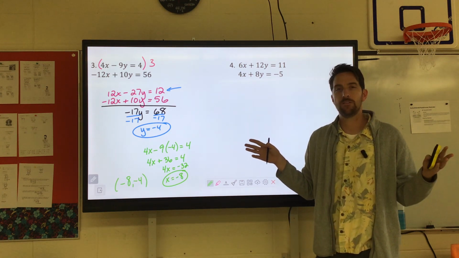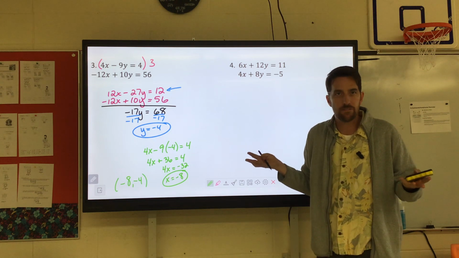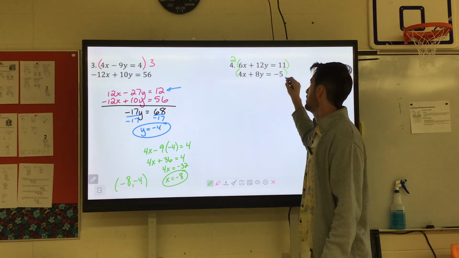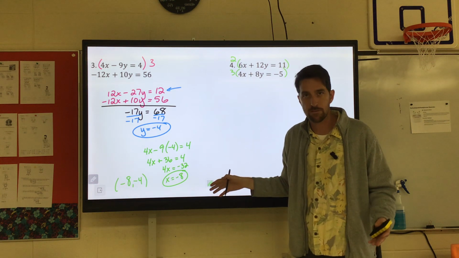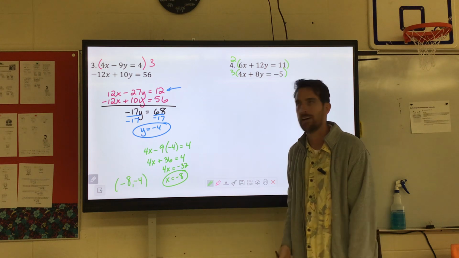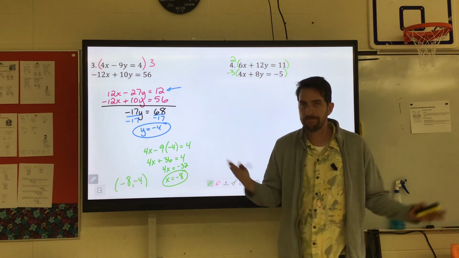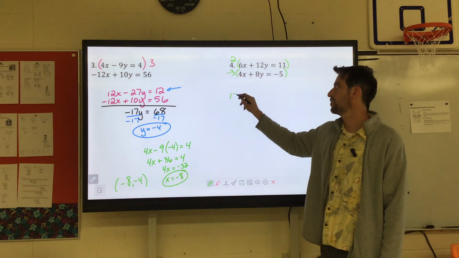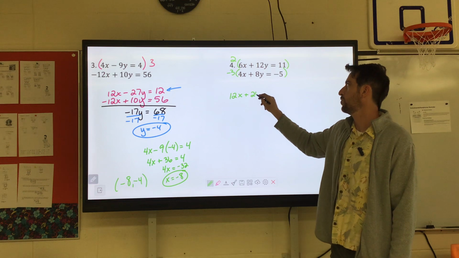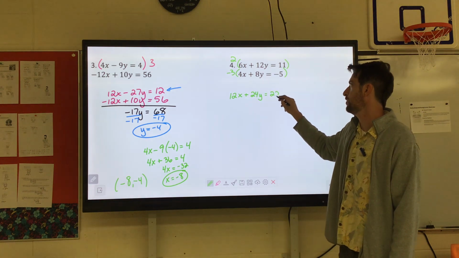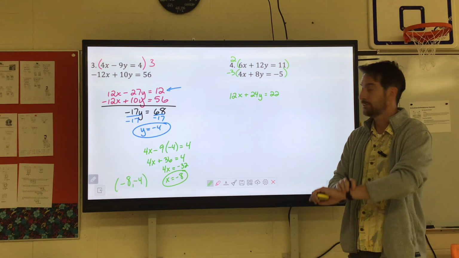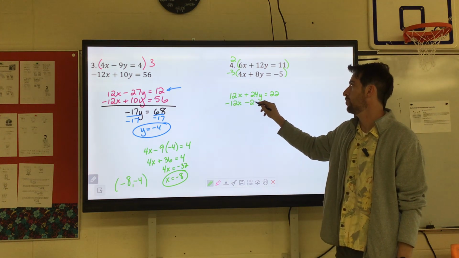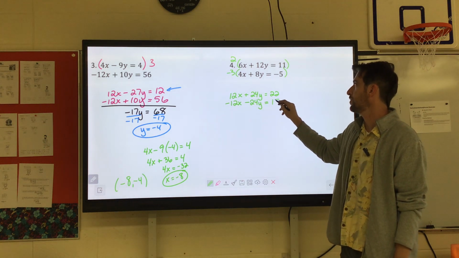However, there's an even smaller number that they both go into. We can make them both 12x. That would be 6 times 2 and 4 times 3. Now we do want one of those to be negative 12. Doesn't matter which one. Makes no difference. So top line times 2 would be 12x plus 24y equals 22. The second line times negative 3 would be negative 12x minus 24y equals 15.